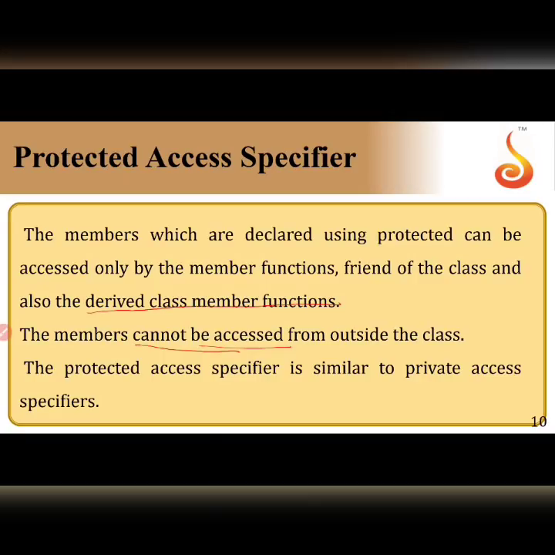So protected is similar to the private access specifier for outside the class. The only difference is it can be accessed by the derived class member functions. So when we do inheritance, you will understand it perfectly. Without inheritance, the protected data cannot be accessed outside. It is similar to private. Only when we inherit, it can be inherited and can be accessed, whereas private data neither gets inherited nor can it be accessed.